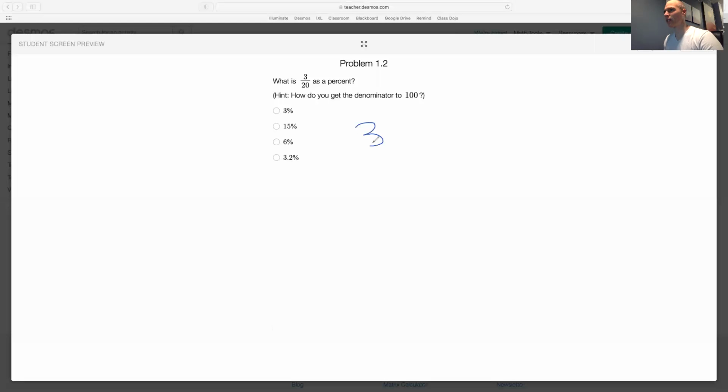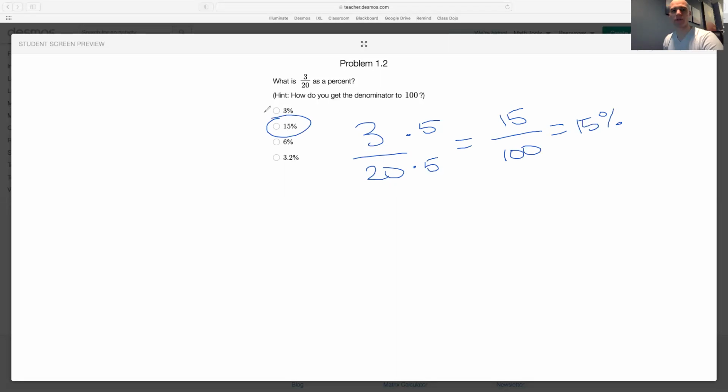The hint is trying to get you to go like this. 3/20ths, if I were to multiply the top of this fraction and the bottom of this fraction by 5, I change the denominator into 100ths. And that's really good because that's what percents are all about, right? Hundredths. And so if you have 15 100ths, that's the same as having 15%. So that's an easy way to figure out the percent on this one.